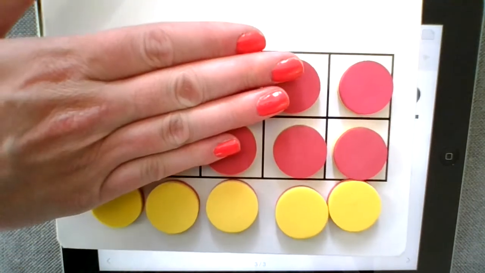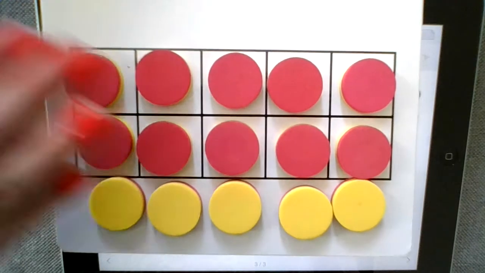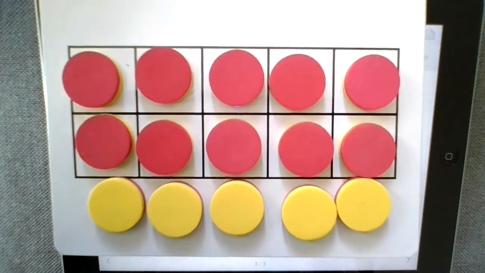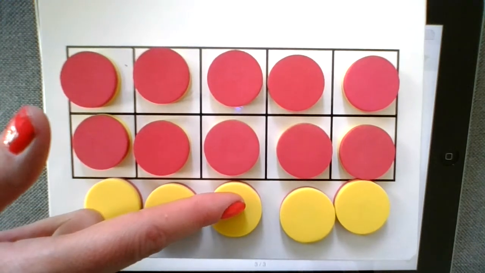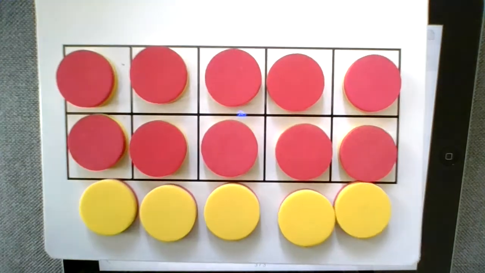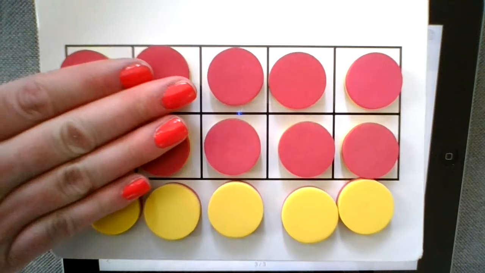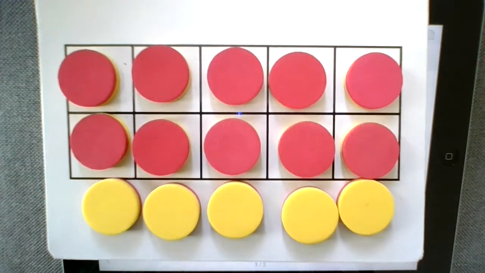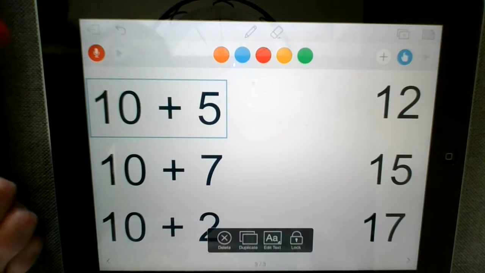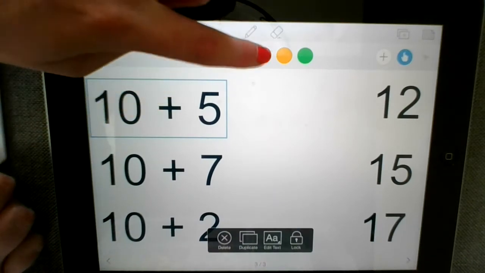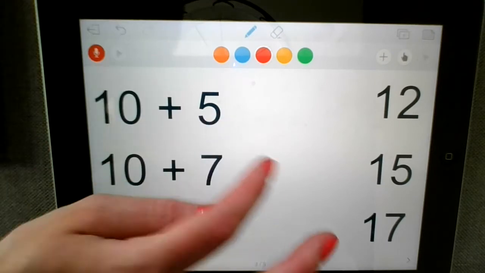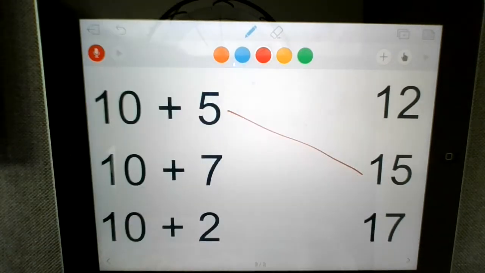So we know we can just quickly say 10 when our 10 frame is full. 10, count along with me, count on, 11, 12, 13, 14, 15. So we know that 10 and 5 more is 15. So if we look right here, it says 10 and 5 more. So we're going to draw a line from 10 and 5 more down to our 15.